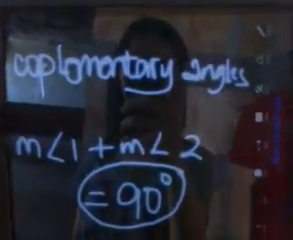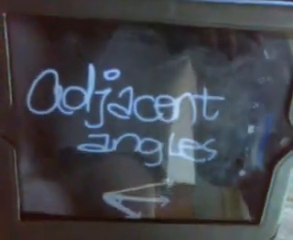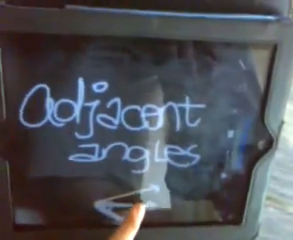Complementary angles. The sum of two angles is 90 degrees. Adjacent angles. Two angles that share a common side.